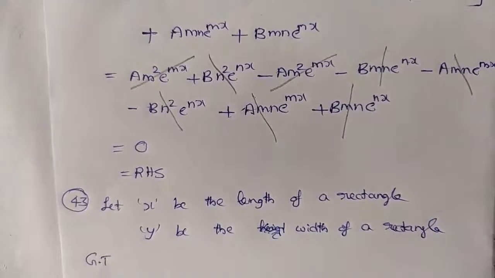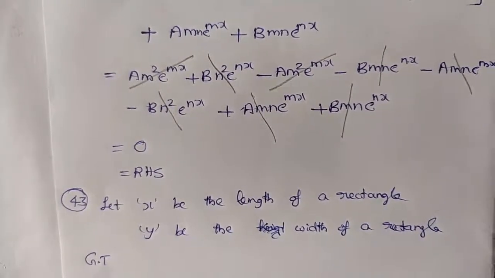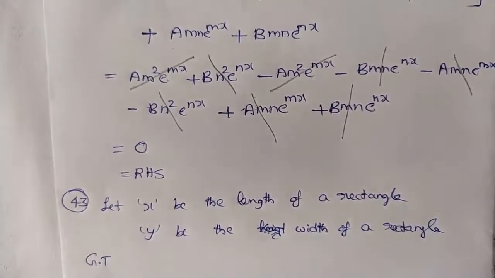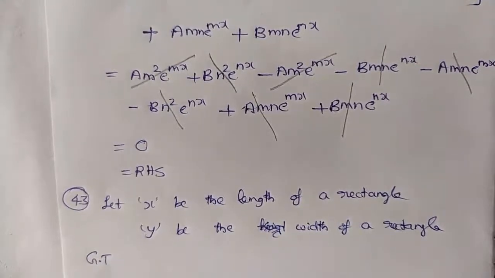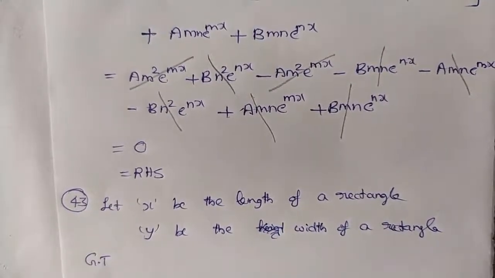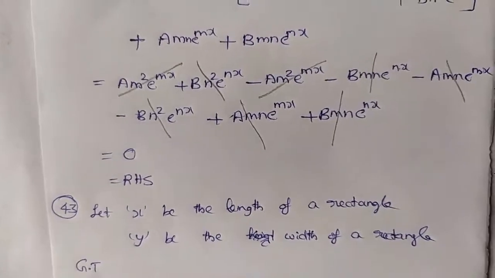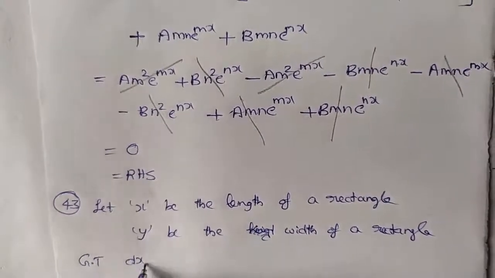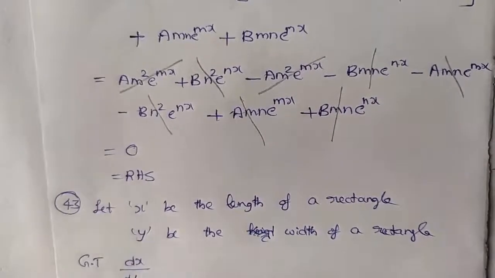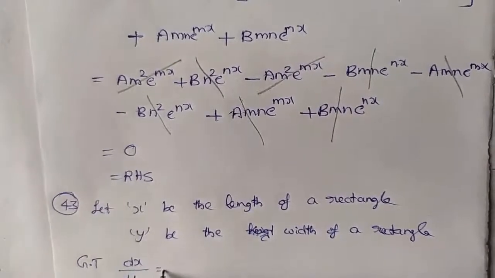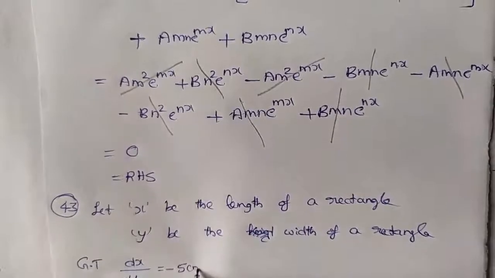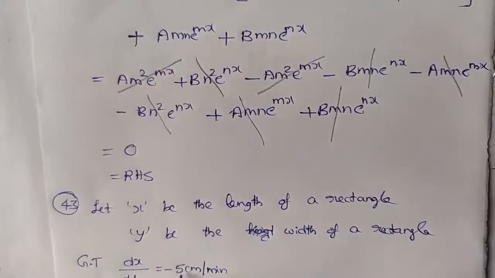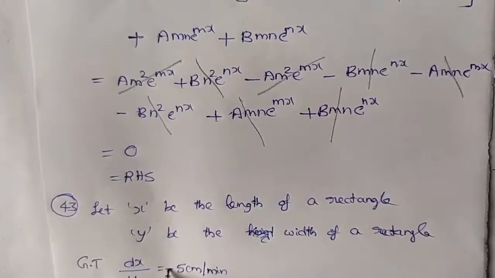See the question once again. The length of a rectangle is decreasing at the rate of, the length we have taken as x, which means dx by dt equals minus 5 centimeter per minute. Because it is decreasing, we have to consider negative.